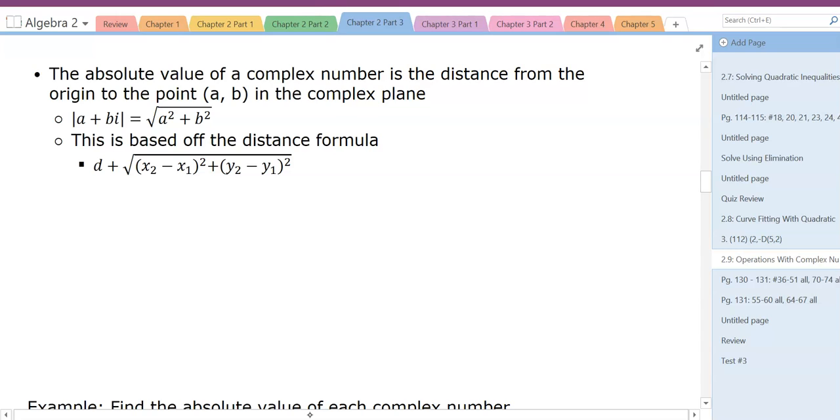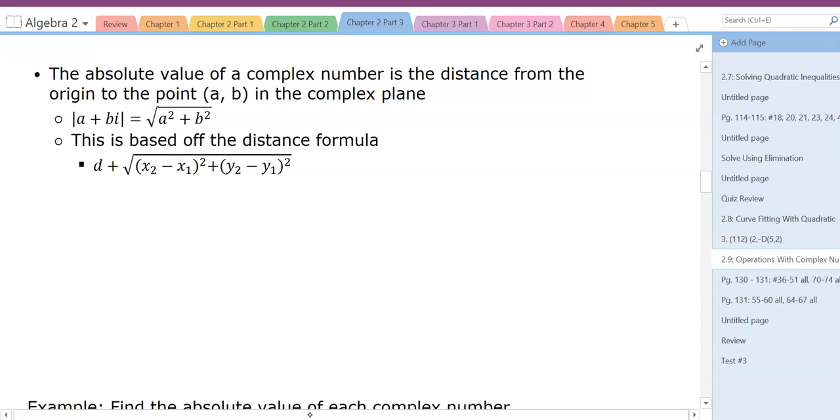You can't go to a lumber store and say, I need negative 12 feet of something. They're going to look at you like you have 5 heads because you can't order negative amounts of things. So you have to have positive distance, and that's what we're talking about with absolute value.